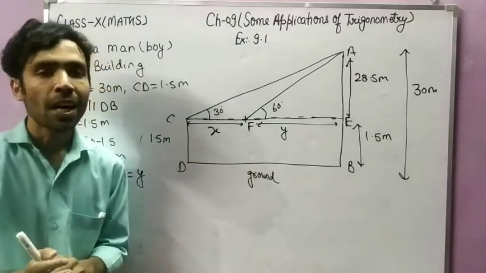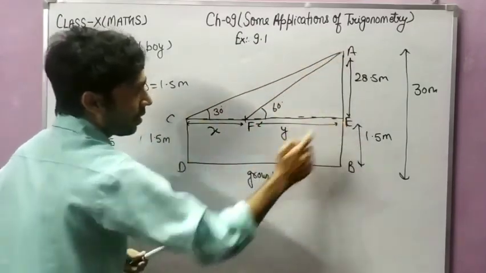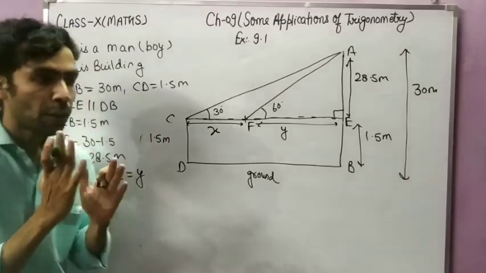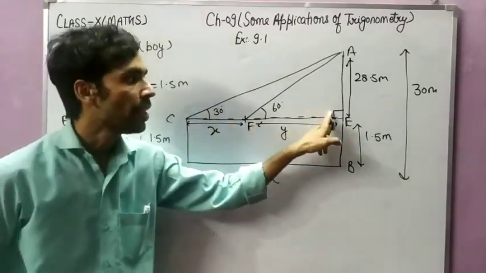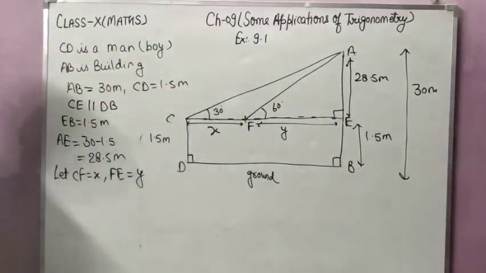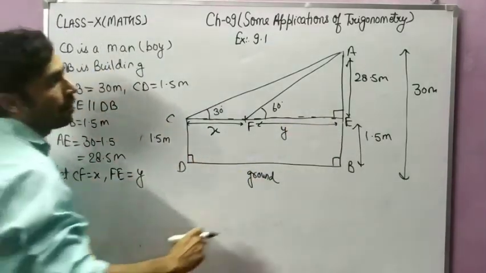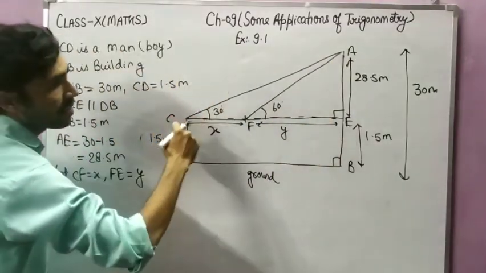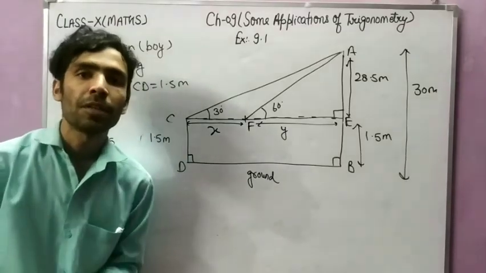So see, student, there are two right angle triangles. One triangle is triangle ACE. This angle will be 90 degree, okay, because whatever thing is standing on the ground is always perpendicular to the ground. So this angle will be 90 degree, this will also be 90 degree, this will also be 90 degree. Now see, student, there are two right angle triangles, one is triangle AFE and the other is triangle ACE. So in both triangles, we have to apply the trigonometric ratio concept.